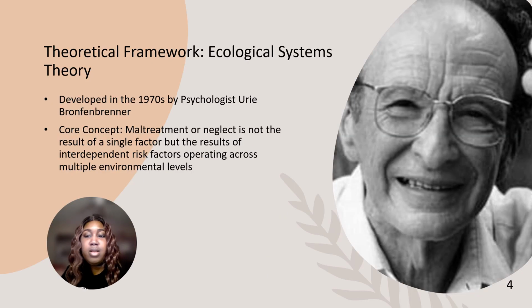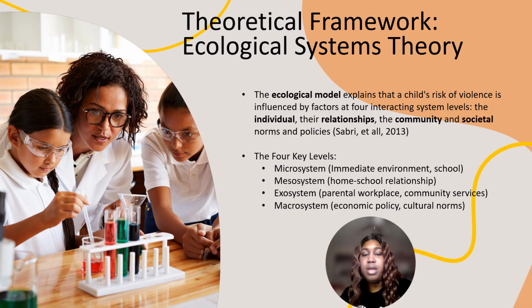So the theoretical framework that I will be discussing is ecological systems theory. This theory was developed in the 1970s by psychologist Urie Bronfenbrenner. Ecological systems theory's core concept is that maltreatment or neglect is not the result of a single factor, but the result of interdependent risk factors operating across multiple environment levels. According to Sabri et al., the ecological model explains that a child's risk of violence is influenced by factors at four interacting system levels: the individual, the relationships, the community, and societal norms and policy.